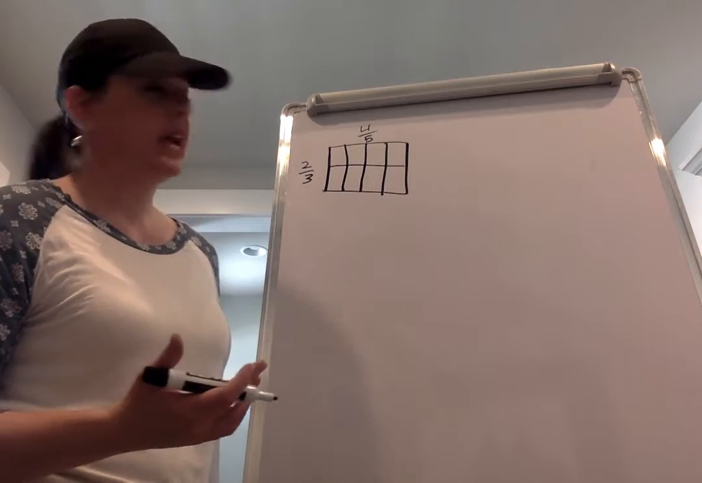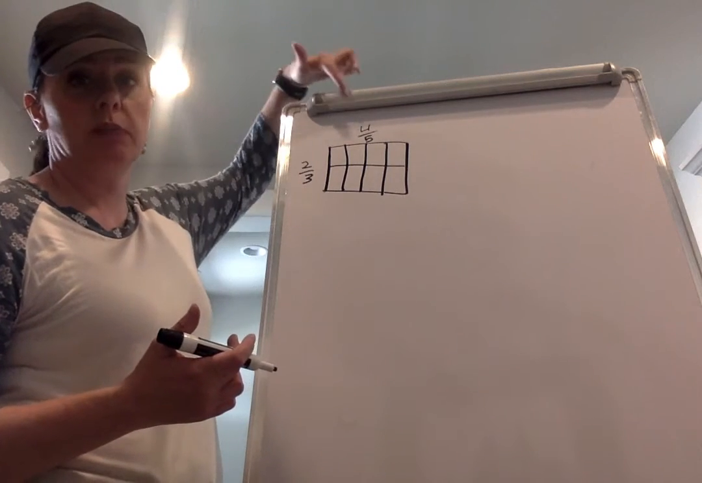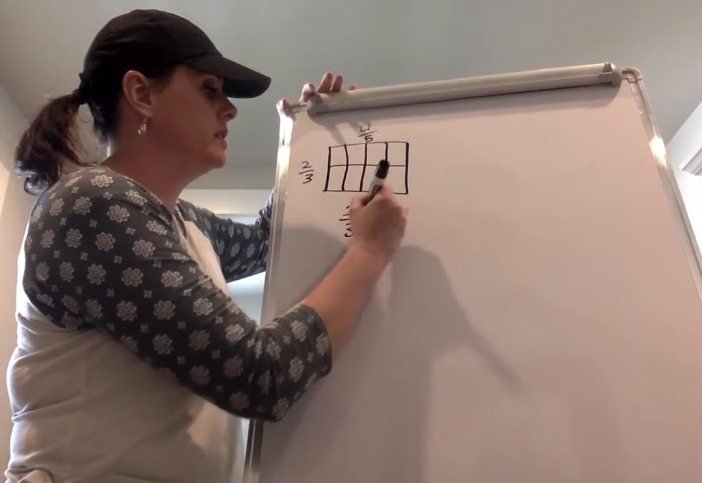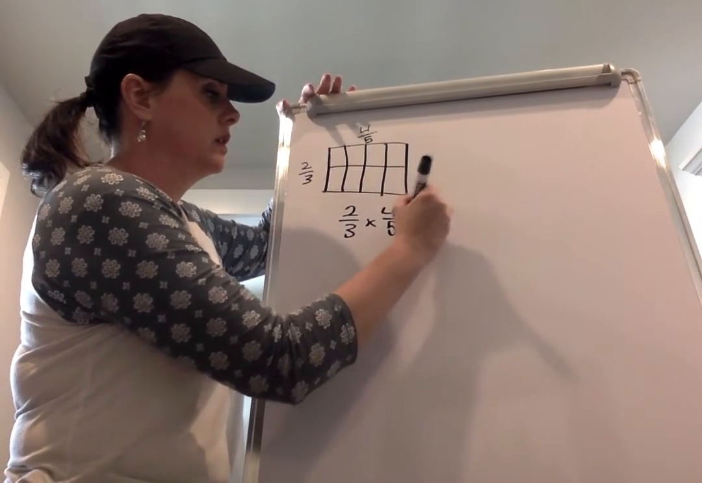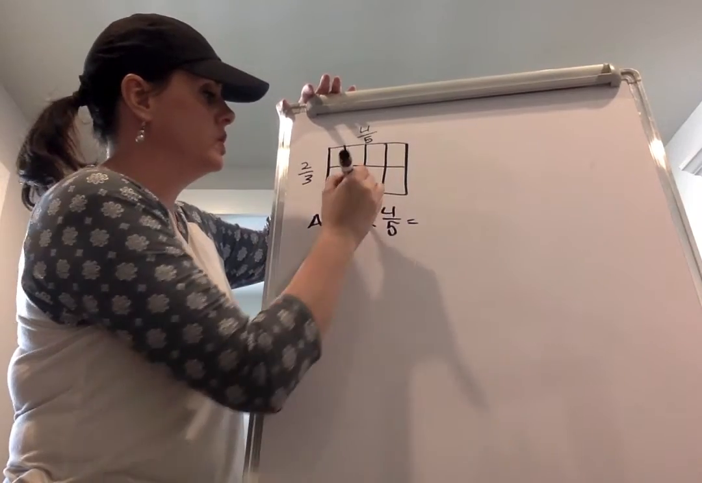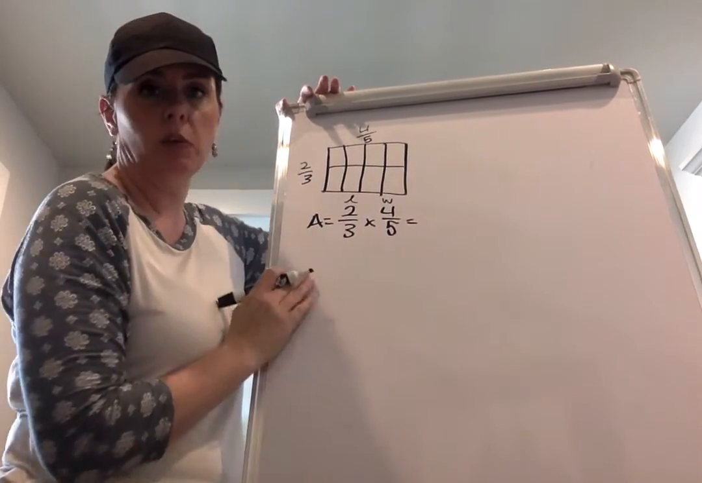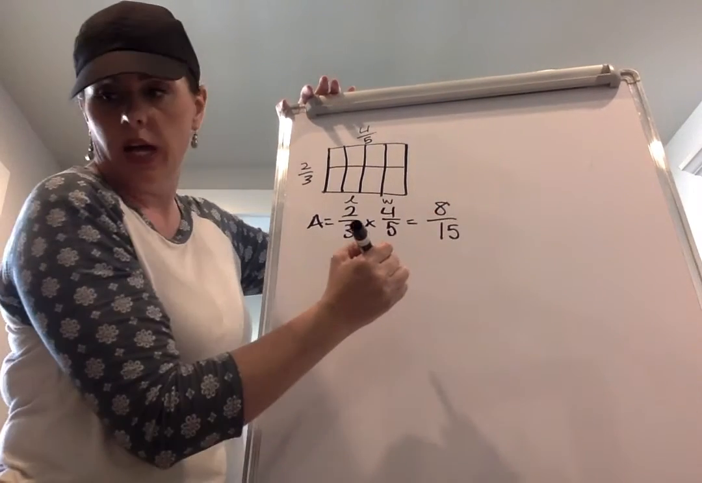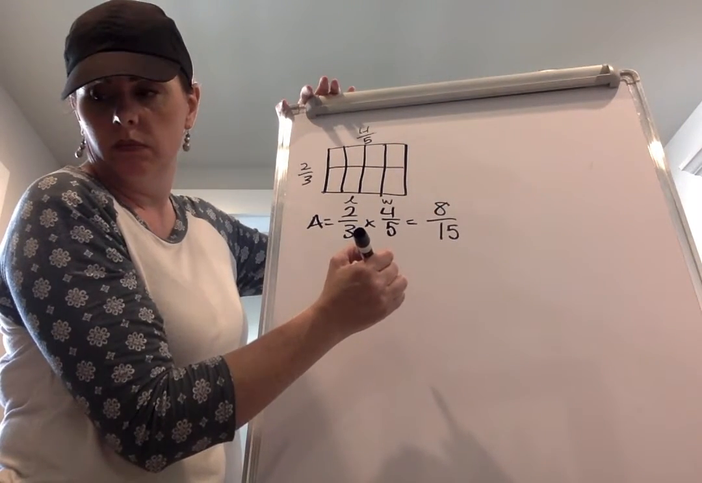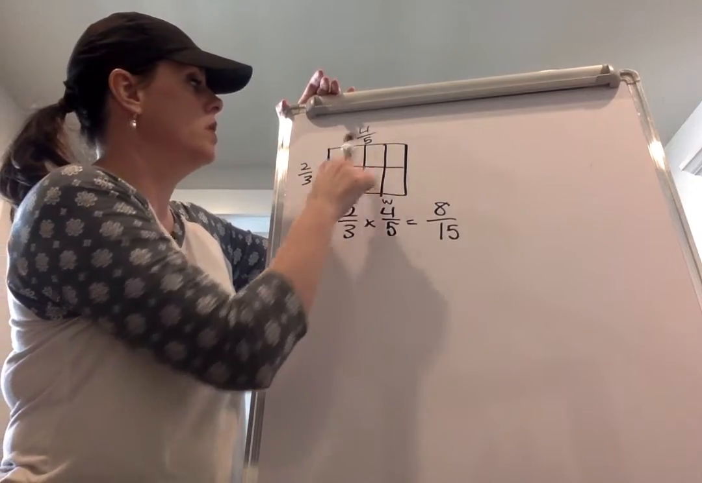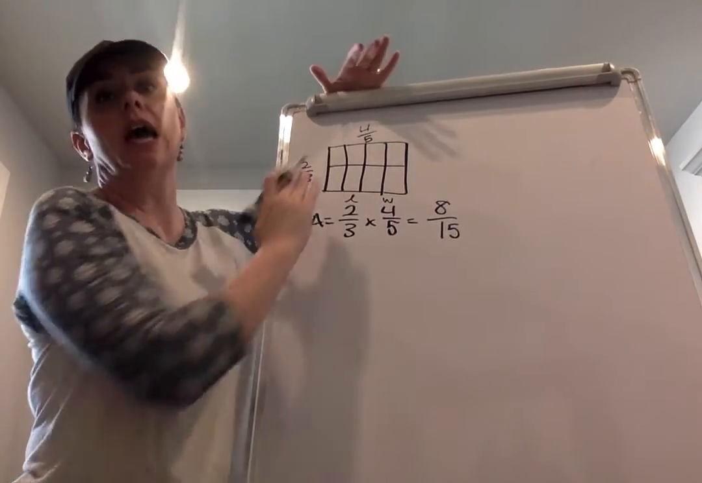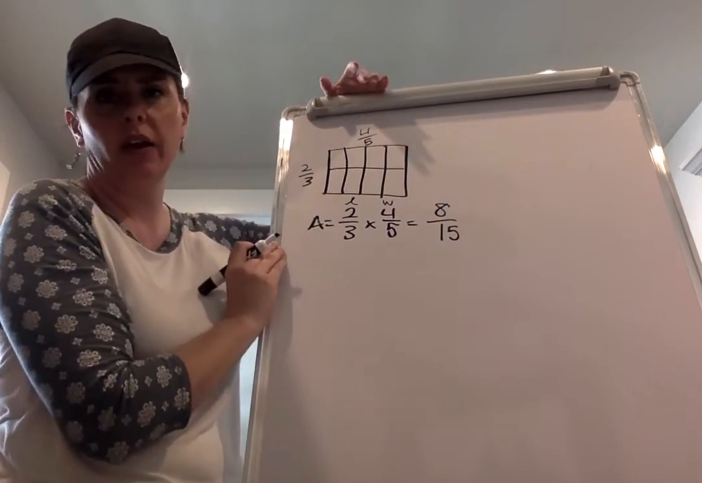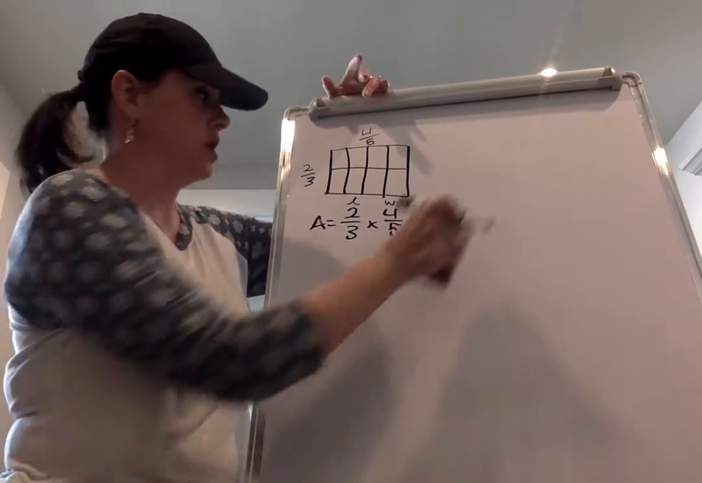If we were finding the area, we would do 2/3 times 4/5, right? That would be easy. We would do the length times the width, and we would multiply those straight across, so we would get 8/15. We could also count 1, 2, 3, 4, 5, 6, 7, 8. There's 8, and in the total shape there was 15 squares. So that's how we find the area. But we're finding the perimeter.